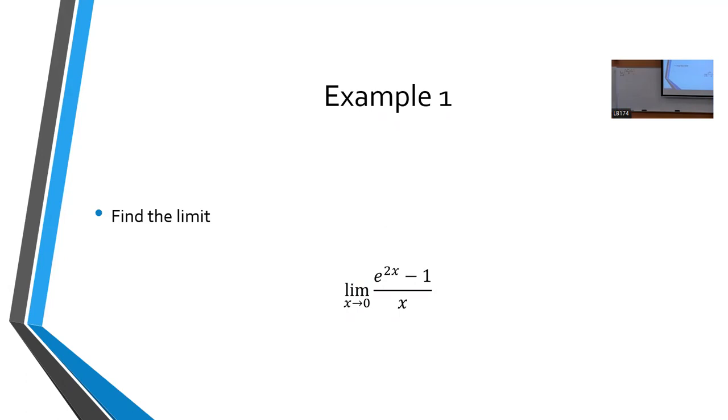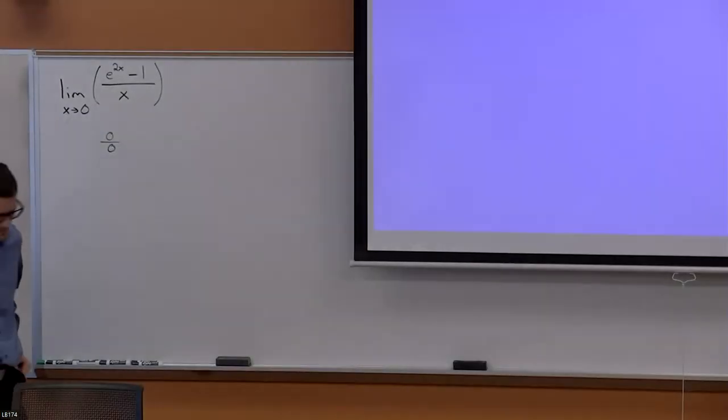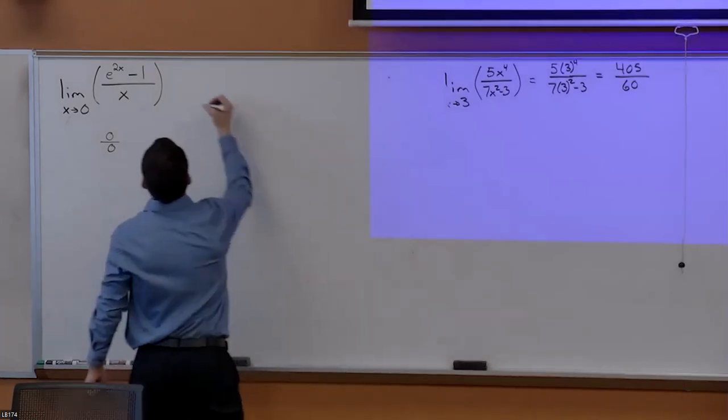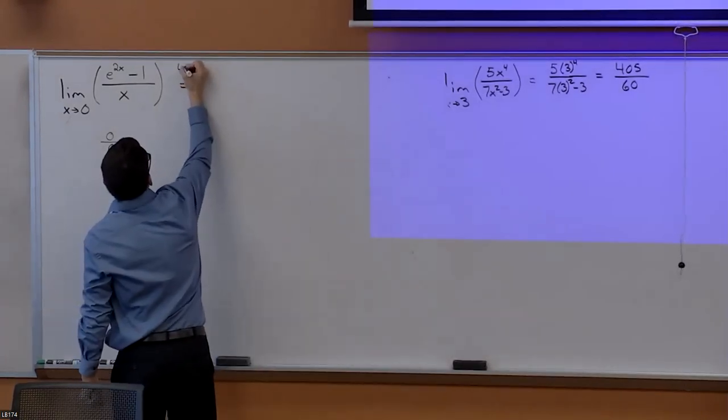Now, if you just plugged in 0, in the top, e to the 0 is 1. So you get 1 minus 1, which is 0 on the top. And then you get 0 in the denominator too. 0 in the numerator, 0 in the denominator. So we do have the indeterminate form of 0 over 0. Now we use L'Hopital's rule.